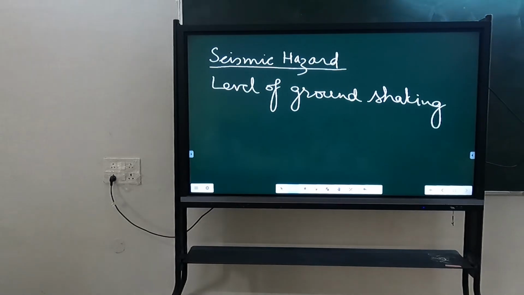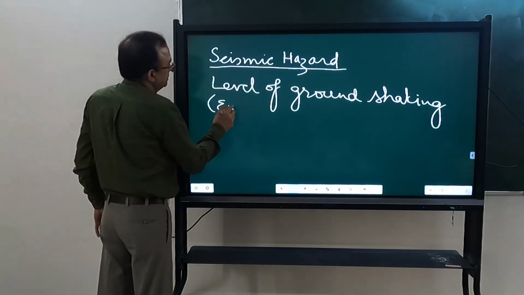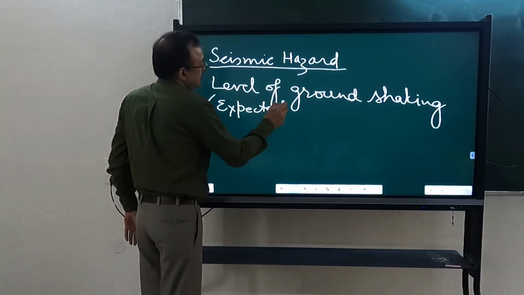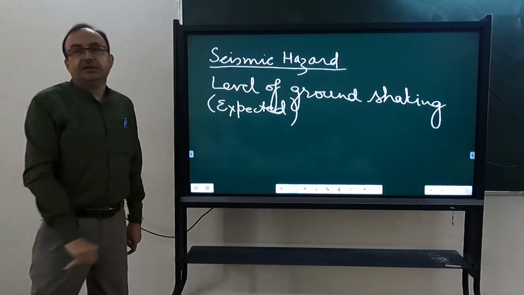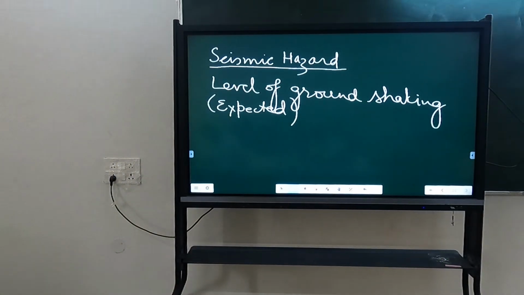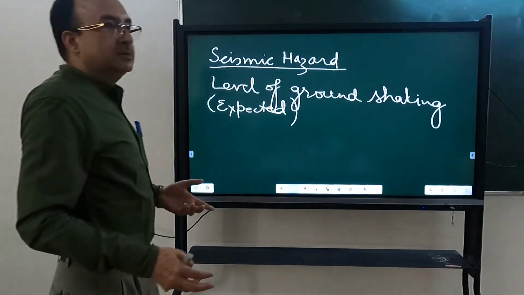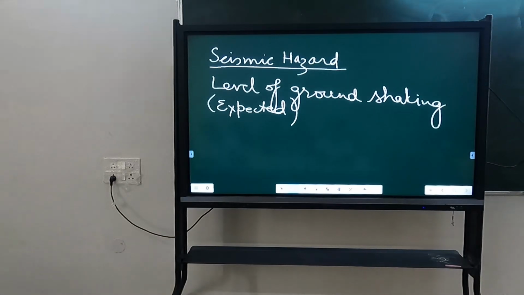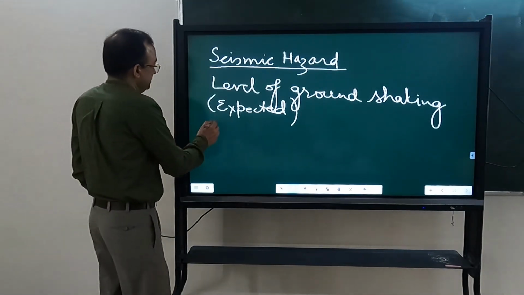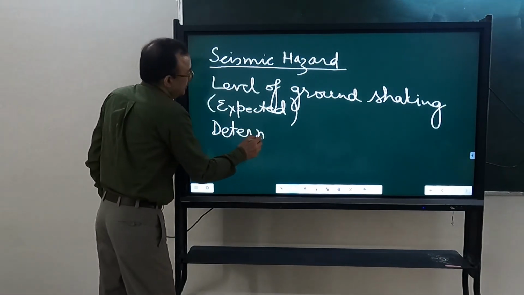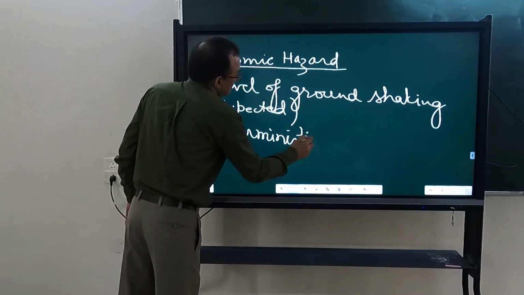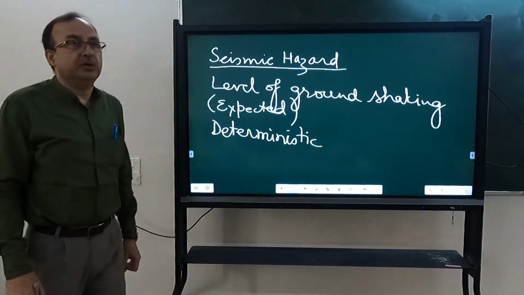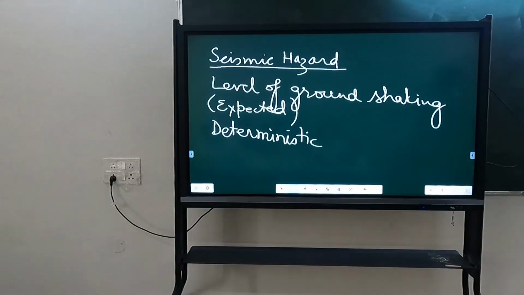I do not know. So I have to go for an expected level of ground shaking. Okay. When you say expected level, there are two possibilities. You can say that an acceleration of this much, 0.5 g, will occur. Okay. So this is deterministic. I can say that the expected level is deterministic. So in case of deterministic, you will give one value. But this is the level of shaking which is going to occur.